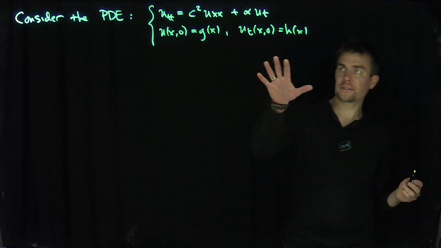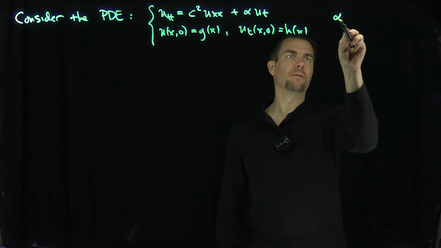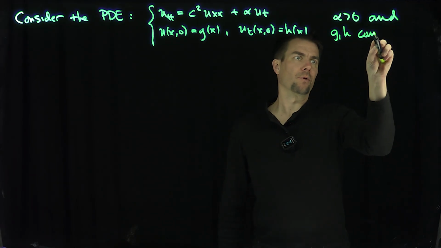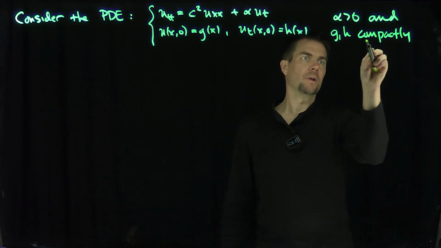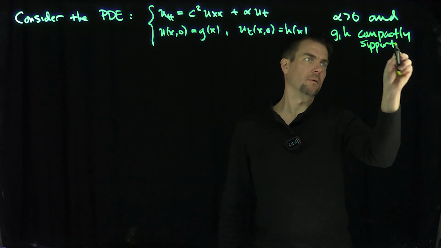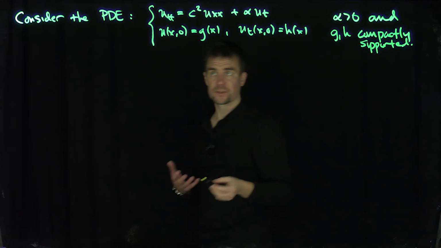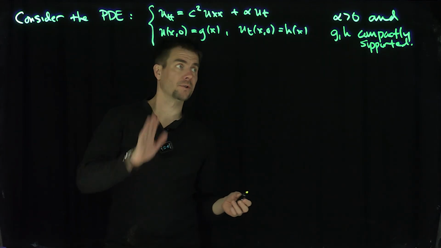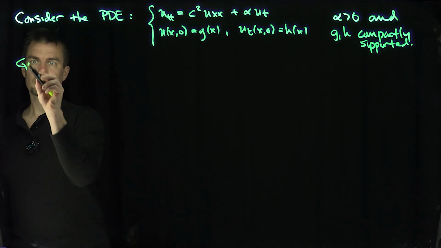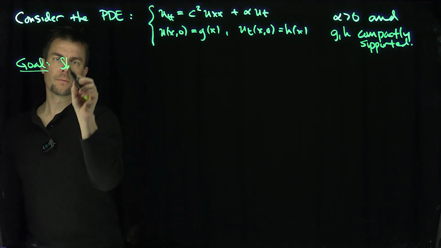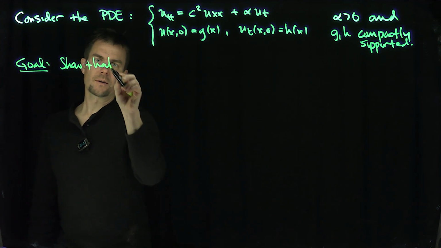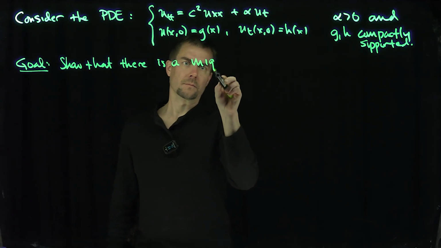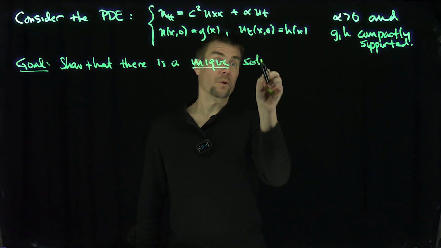We're going to assume that alpha is a positive constant, so alpha is greater than 0, and we're going to assume that g and h are compactly supported, just for the sake of argument, to make our integration by parts calculations simpler. Our goal is to show that there is a unique solution to this problem, if one exists.